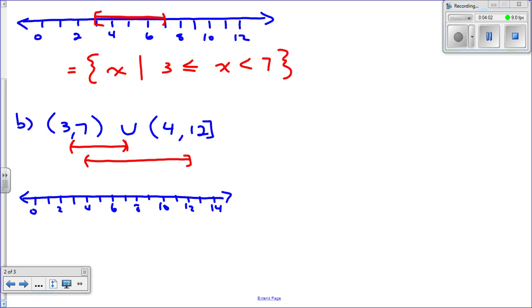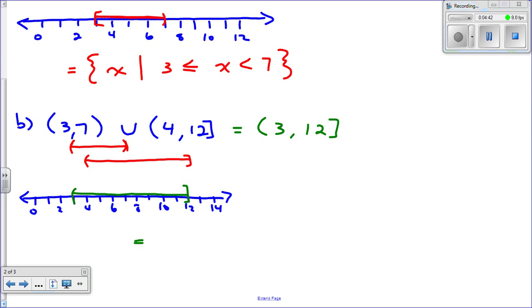Okay, and a union means everything that's in one set or the other set or both. So really our final solution is going to go right from the very lowest number to the very highest number. So it's going to start at 3, but still with a round bracket, and it's going to end at 12 with a square bracket. And there's our solution set. And so that gives us round bracket 3, square bracket 12.